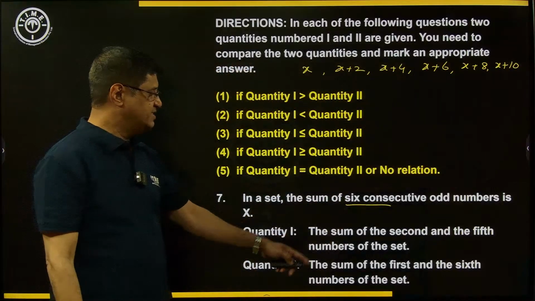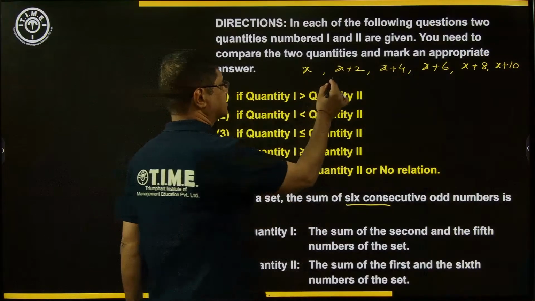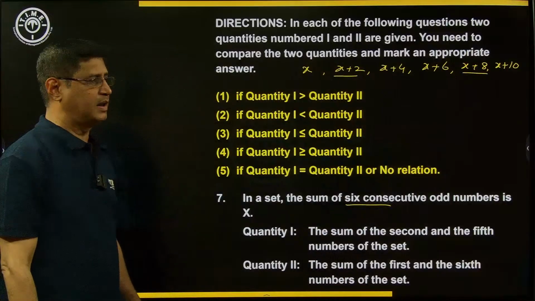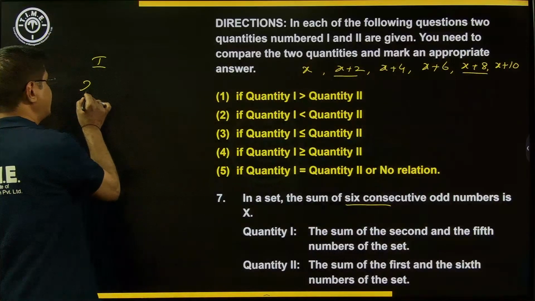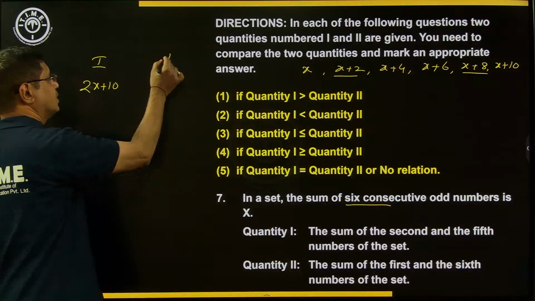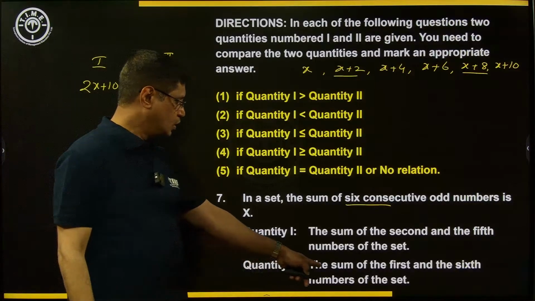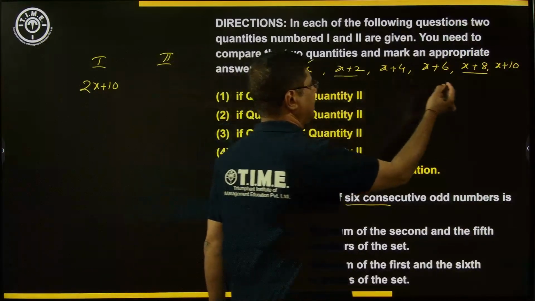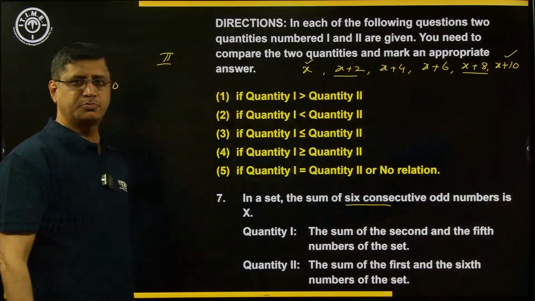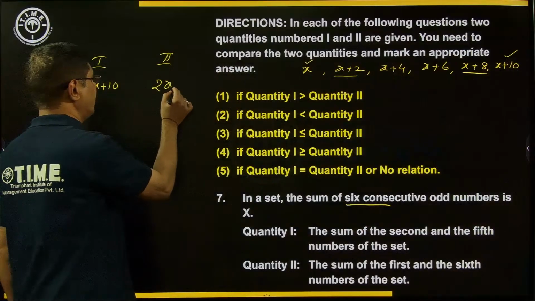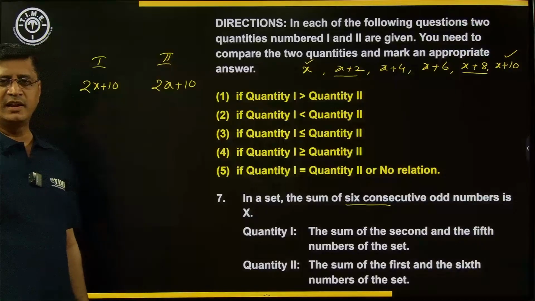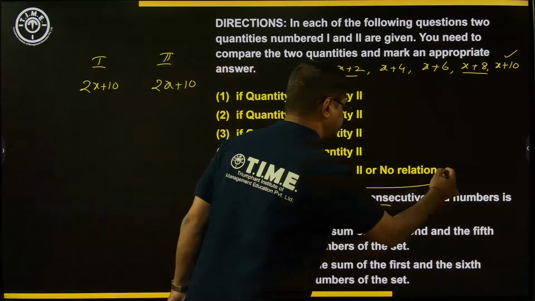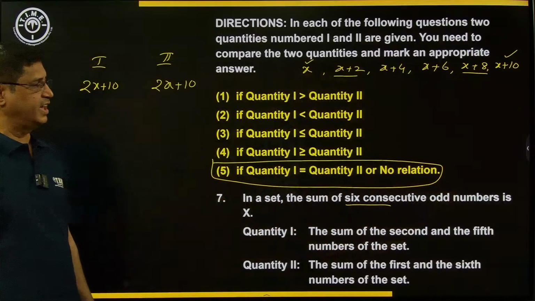What is the first one? The sum of the second and the fifth number. X plus 2 plus x plus 8. That is 2x plus 10. Now, second quantity. Quantity 2. The sum of the first number and the sixth number of the set. X plus x plus 10. That is 2x plus 10. How are these two related? Both are equal. Now, both are equal means option 5. Fifth choice is the right answer.